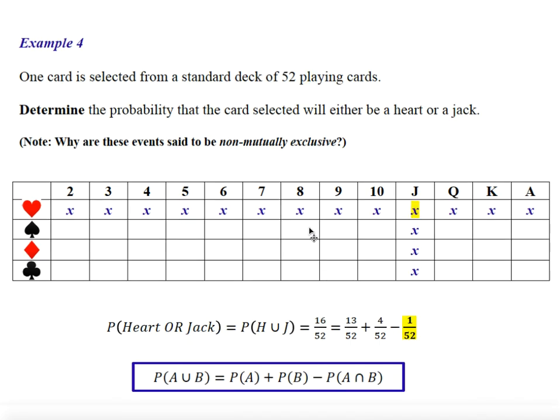Here's a case where we're non-mutually exclusive. Same setting, a card is selected from a standard deck, and let's find the probability that the card selected is more loosely either a heart or a jack. Well, here's all the possibilities of hearts, the 13, right? Here's the possibilities of a jack. There's actually 4, but here's a little bit of a snag because of non-mutual exclusion. There is this overlap, right?